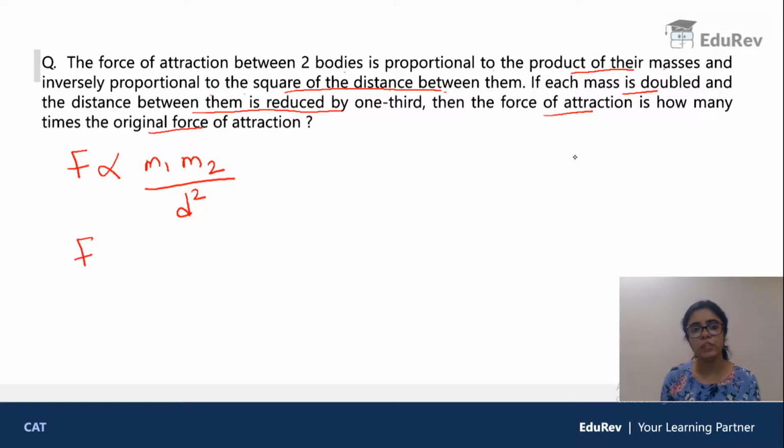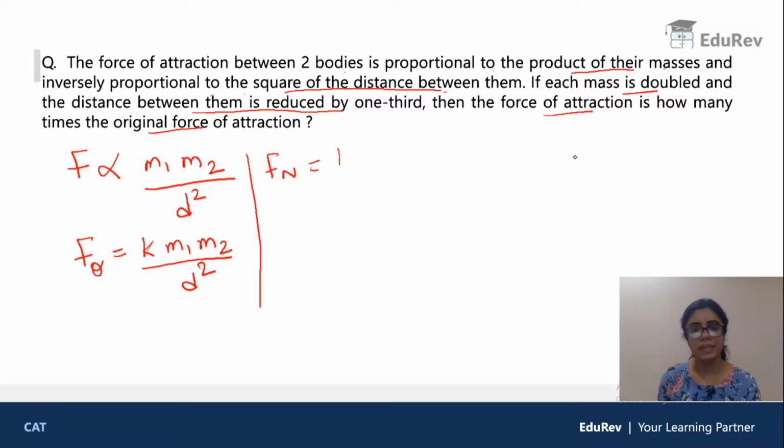Now when I remove this variation sign, I will have to add a constant: F = K M1 M2 upon D square. This is your original force of attraction. Let's call it F0. Okay? Original force of attraction. If each mass is doubled, okay, now we are talking about the new force of attraction. K will be as it is because it's a constant. Each mass is doubled, so M1 will be 2M1 into 2M2, upon the distance between them, which is reduced by 1/3.